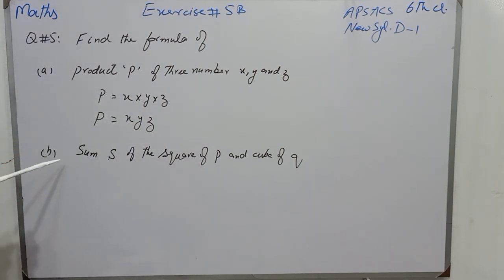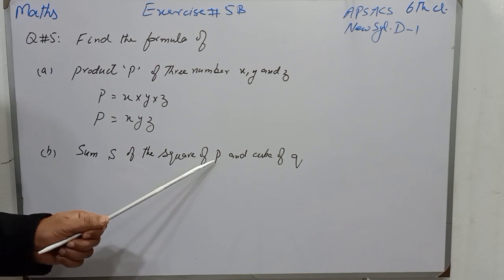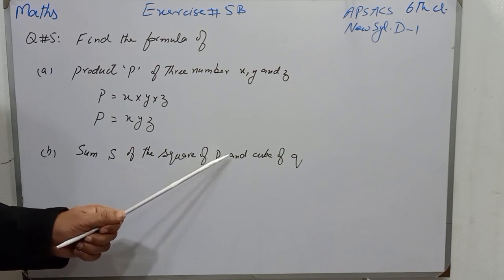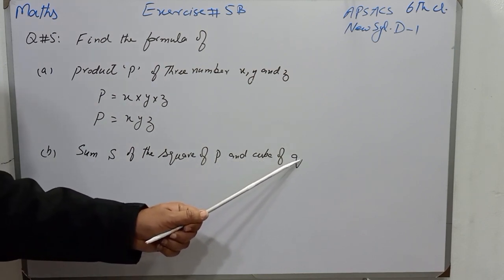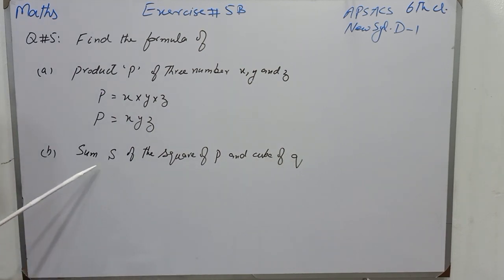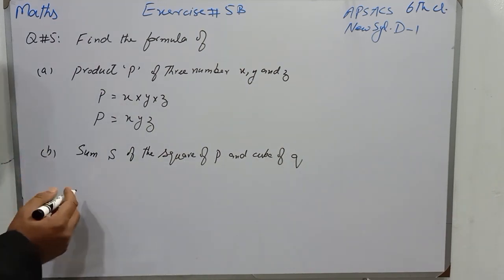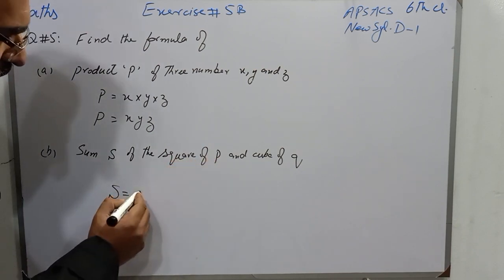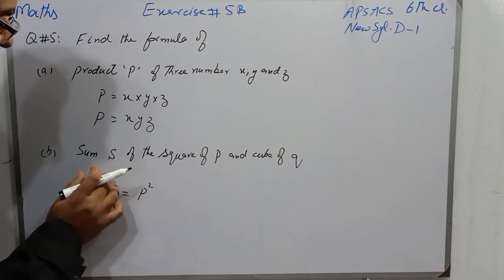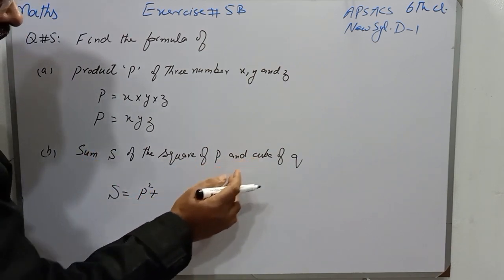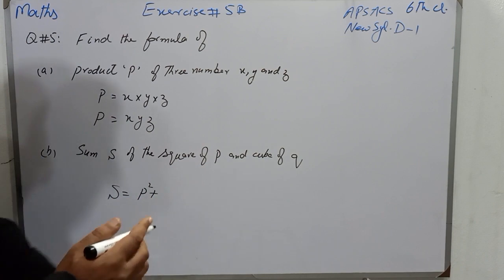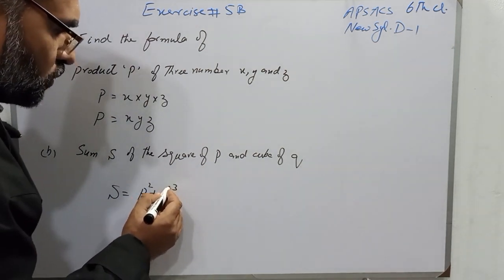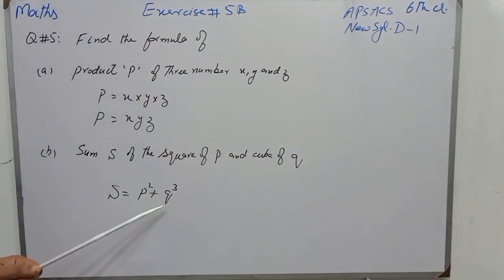And in B part we have to find sum S of what? Sum S of square of P. I mean to say that we have to write square on P, and cube of Q, and at Q we will write cube, and then we will sum up both the numbers. So that will be sum is equal to square of P mean P square, and sum mean plus, and the second number is cube of q, so it will be q cube, and it is the sum of both the numbers.